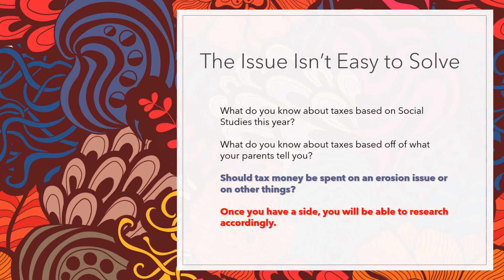So ultimately, you're going to be answering this question in your research. And that question is, should tax money be spent on an erosion issue or on other things around Jekyll Island? Once you decide and you pick a side, you will be able to do your research accordingly. So before you go on to the next slide, think about, should the tax money in Jekyll Island be spent on fixing the erosion issue or on other things?